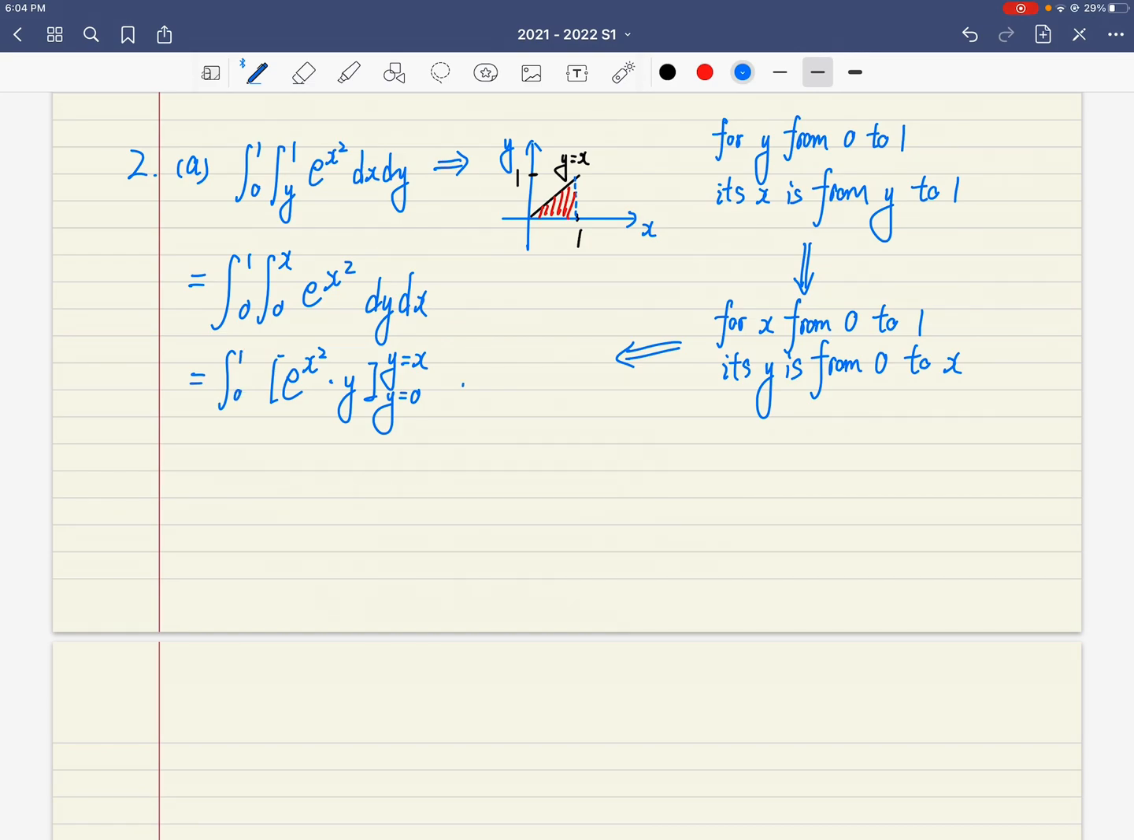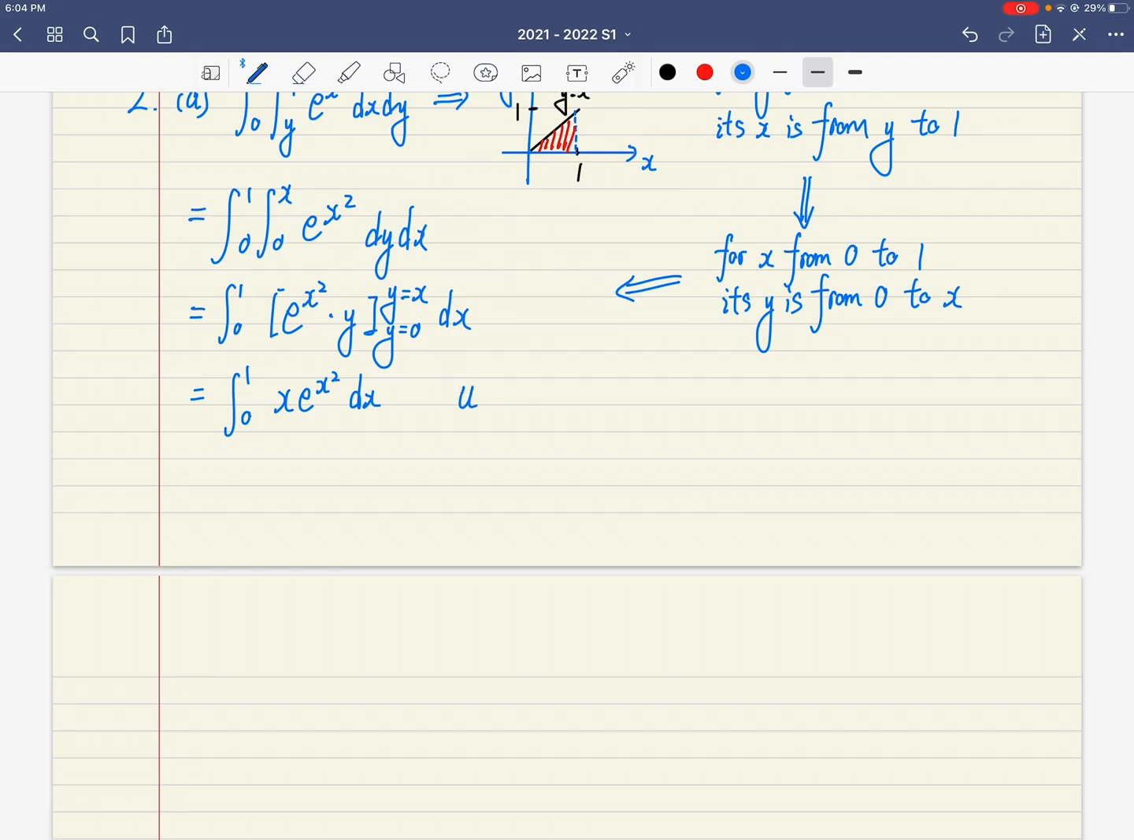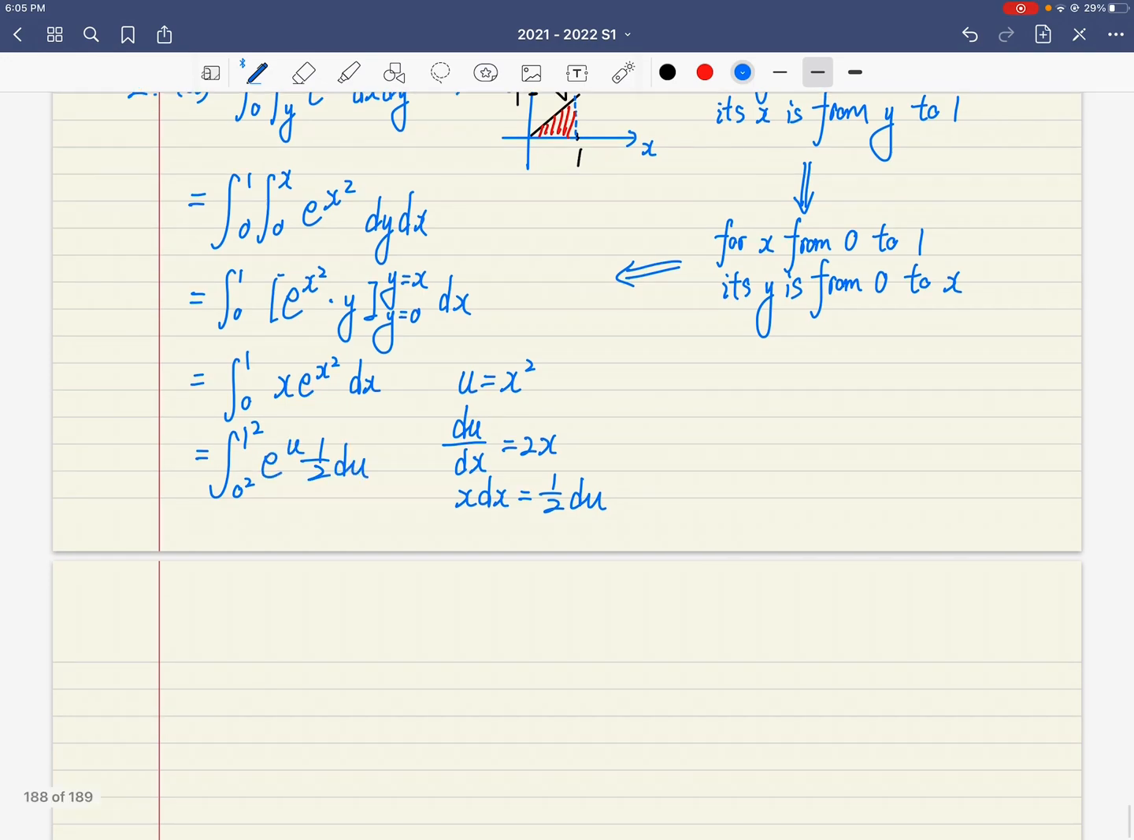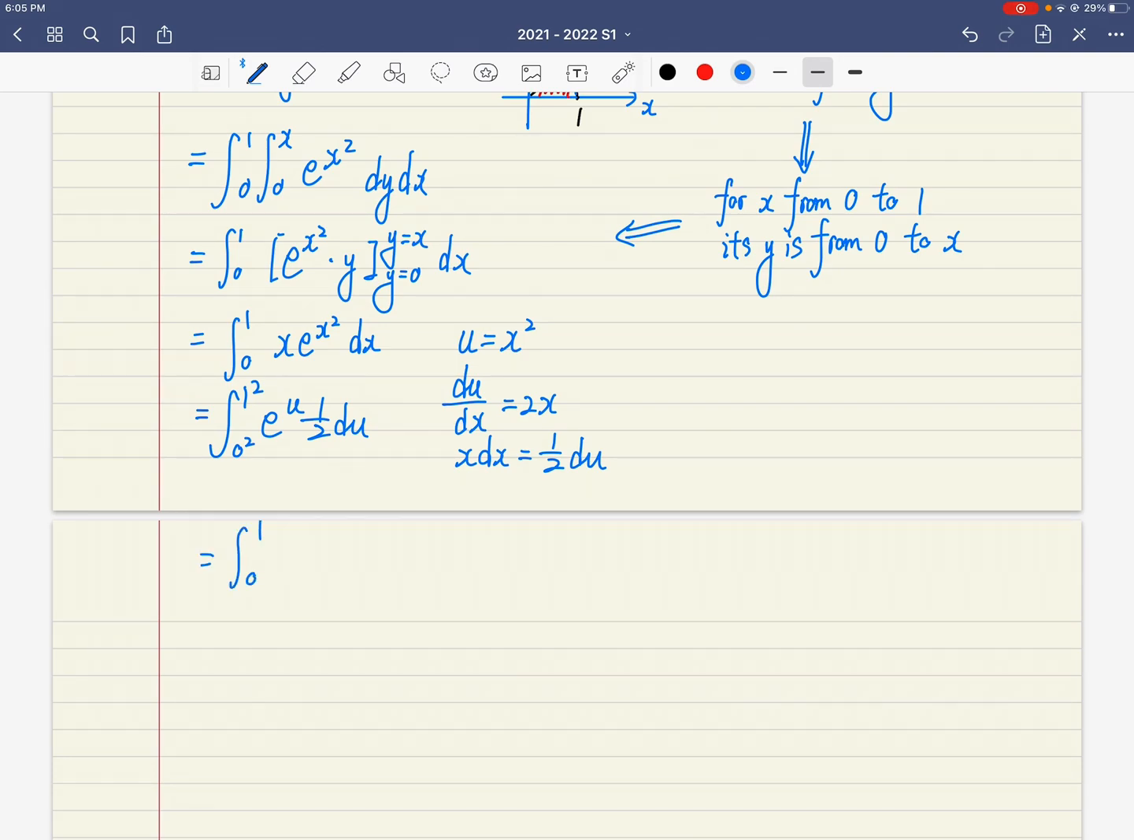So you can just do the substitution. It would just be x times e to the power of x squared dx. Now you can do the substitution, and it's going to be much easier. So u is x squared, du over dx is 2x. So your x times dx is half du. Now x is 0 to 1, u is x squared, so it's 0 squared to 1 squared. X times dx is half du, e to the power of u. So it's the integration from 0 to 1, half outside, e to the power of u du. So it's just half e to the power of u from 0 to 1.